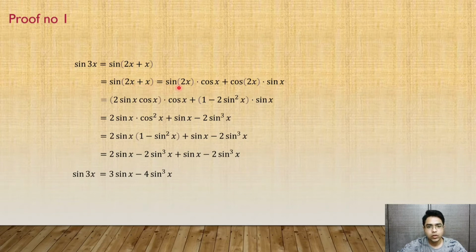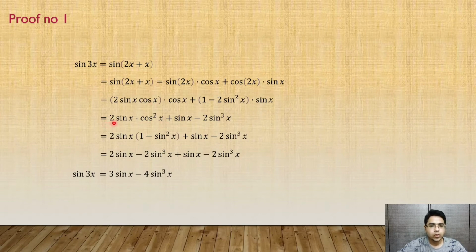Now further, for sine 2x and cos of 2x, we know the formula that sine of 2x is equal to 2 sin x into cos of x, and this cos of x is written as it is. Now here as a plus sign is coming, here also a plus sign is there, and the cos of 2x formula is 1 minus 2 sine square x into sine of x, which is here. Now further, this cos x is multiplied with cos of x, and here we are getting cos square x.